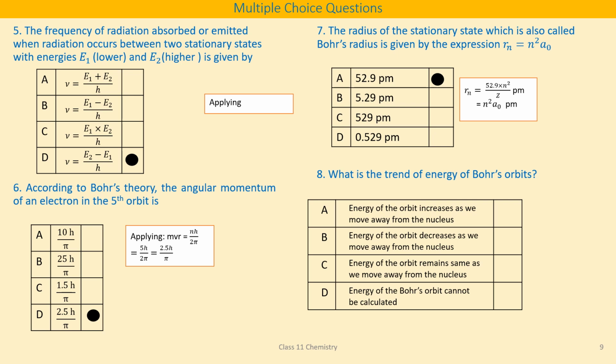The energy of the orbit increases as we move away from the nucleus, or as the value of n increases. Hence, we have to mark option A as the correct answer.